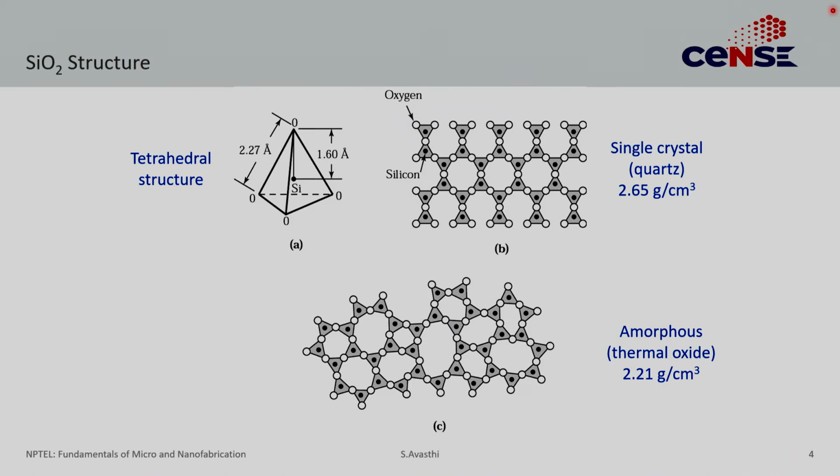Silicon dioxide, at least the crystalline version, which is quartz, is also tetrahedral just like silicon. The silicon-oxygen bond is around 1.6 angstrom, and the oxygen bond length is around 2.7 angstrom. But if you compare this with the silicon lattice, you will see that the silicon dioxide lattice is not matched with the silicon lattice, and that is why you can't grow crystalline silicon dioxide on top of silicon. It is too large.